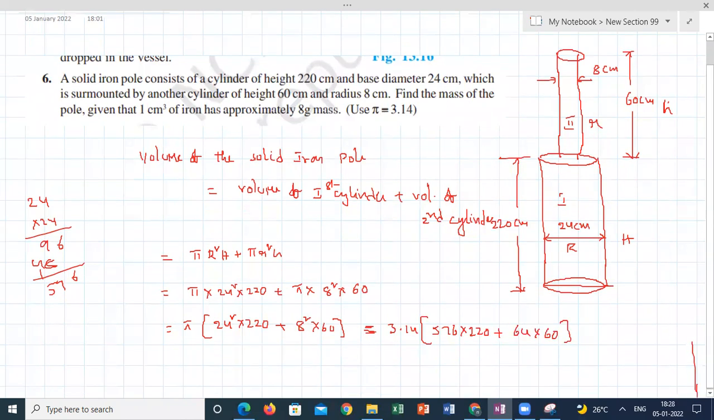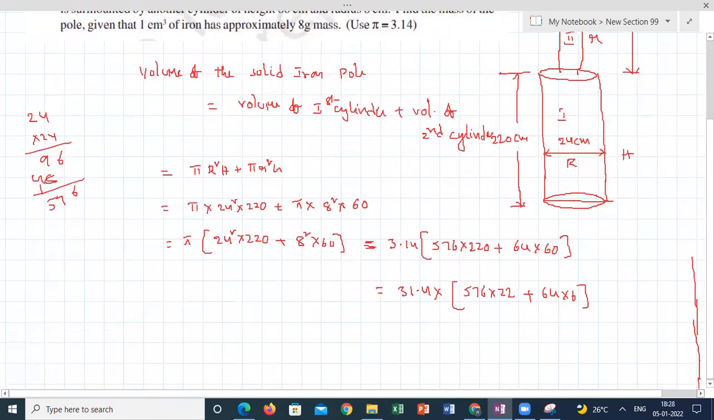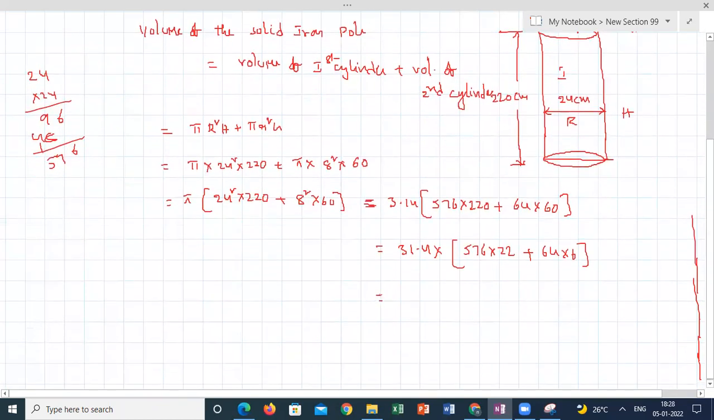We are taking 10 common. 31.4 into 576 into 22 plus 64 into 6. I need a single value. What is our final value you are getting? So just multiplication, no option for here.